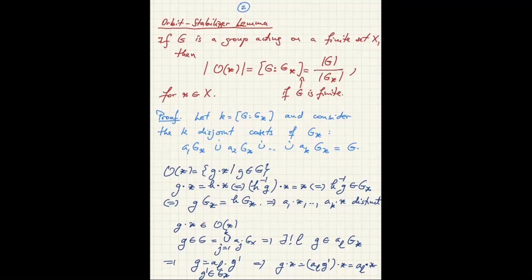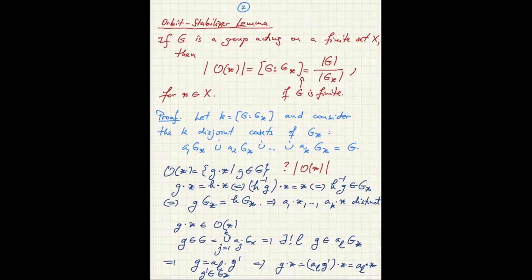Now, if we examine the orbit of x, the question for us is: what is the cardinality of the orbit of x? We want to see the number of distinct elements in that orbit. Before we look at distinct elements, perhaps a simpler question is to see when two elements of the form g times x are equal.